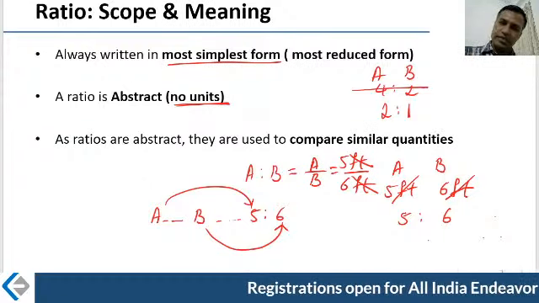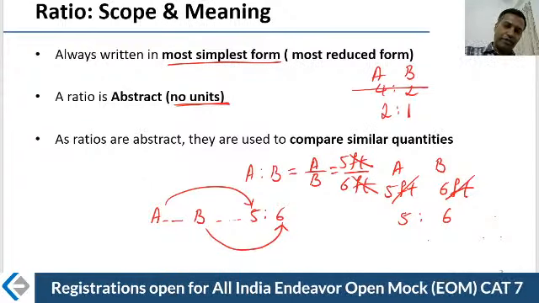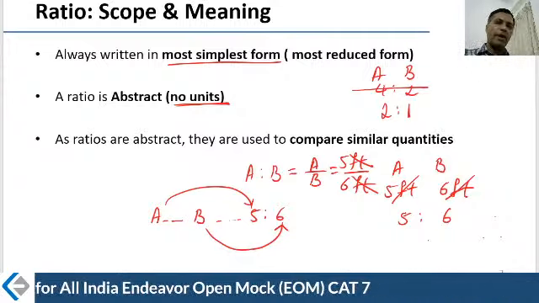Hey, can I have ABC? Of course, yes, you can have ABC. But when you write those numbers without the word "respectively", there is an orderliness when you write the ratio. It goes with the way you mention those names.